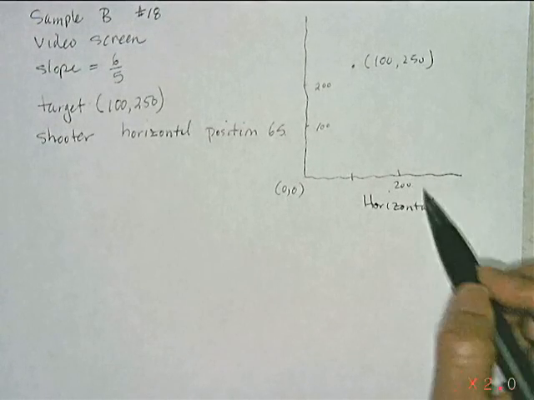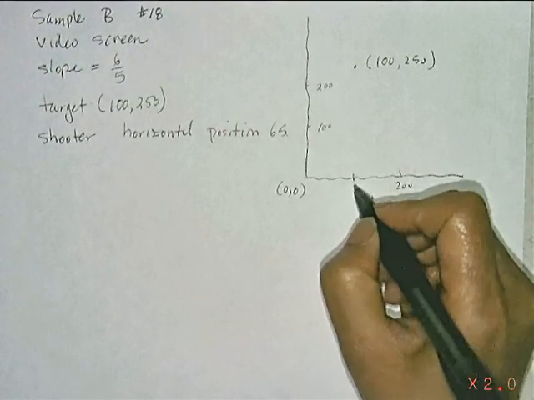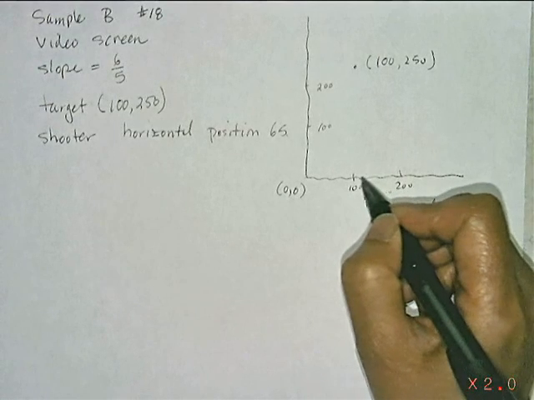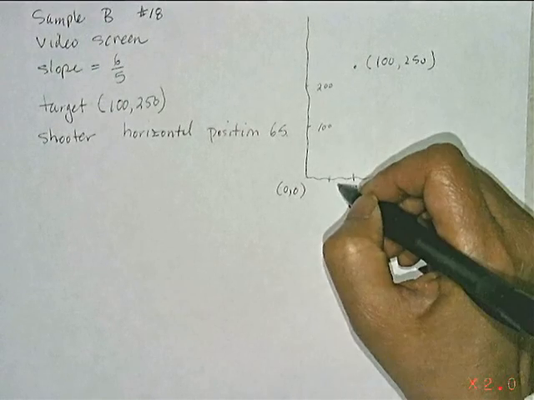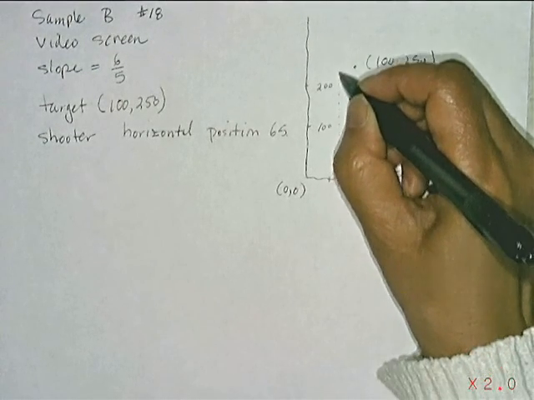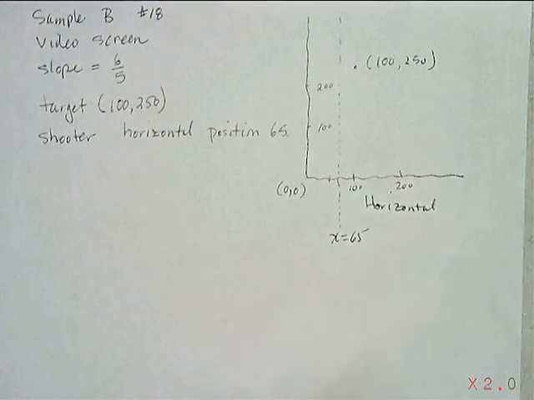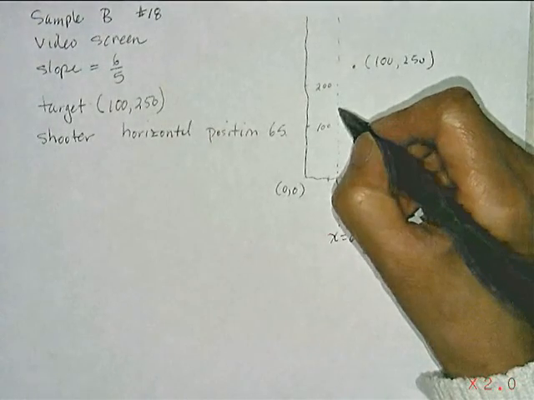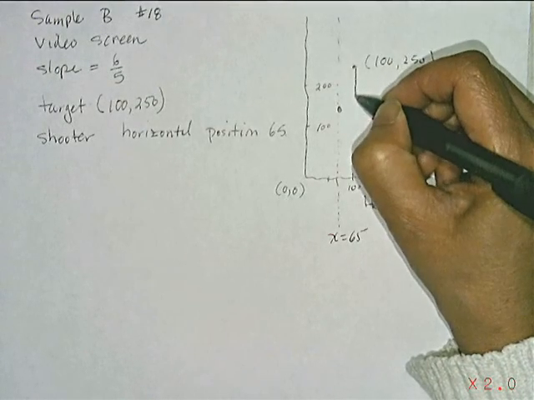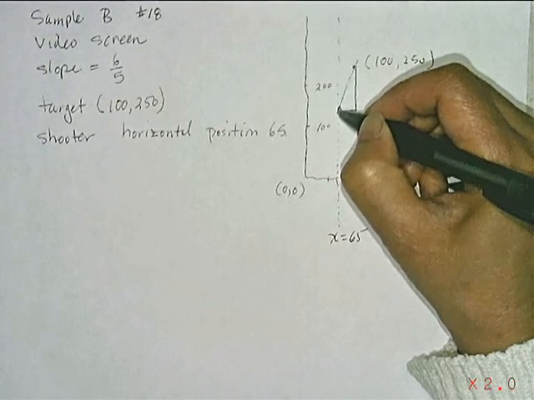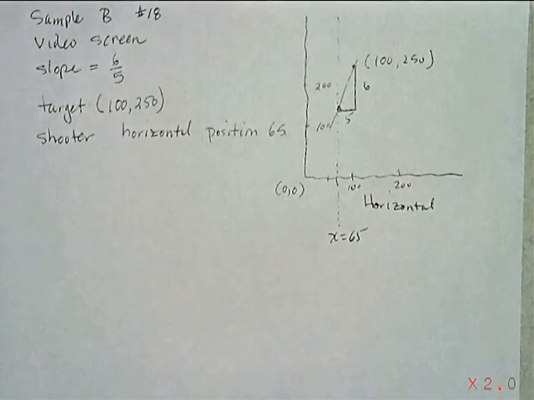So, they actually tell you, this is the horizontal position, it's horizontal direction, so I go along here until I get to 65, and there's 100, half of that is 50, so 65 is about here. So somewhere along this dotted line, let's call it x equals 65, is a point, and I don't know where it's going to be, but when I plot it, it's going to have a positive slope of 6/5.